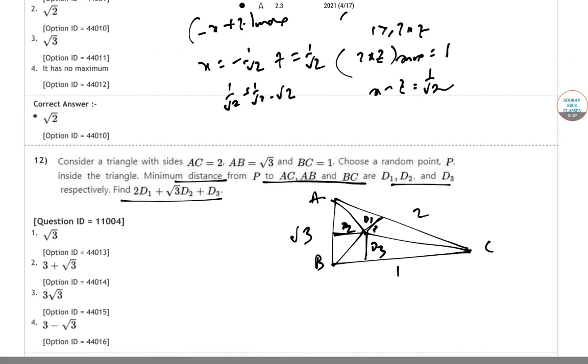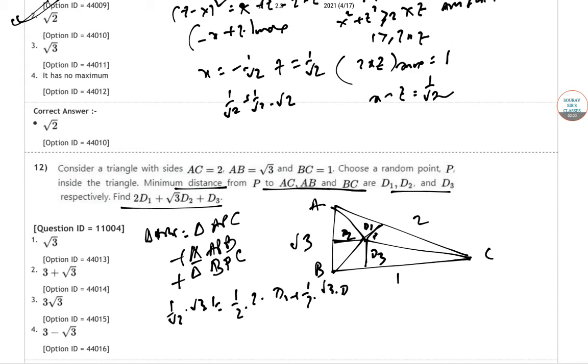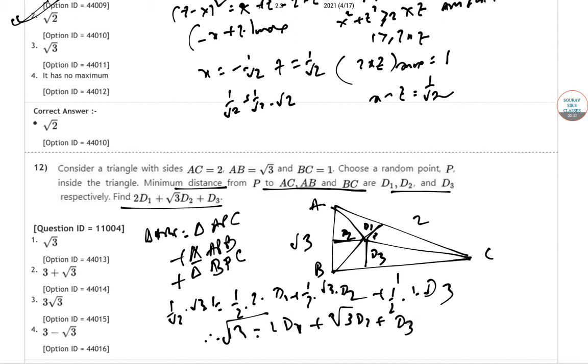So the area of triangle ABC is equal to the area of triangle APC plus the area of triangle APB plus the area of triangle BPC. Which are, obviously, half into root 3 into 1 equals half into 2 into D1, plus half into root 3 into D2, plus half into 1 into D3. So root 3 equals 2 D1 plus root 3 D2 plus D3. So finally the answer is root 3. Let's go for the next one.